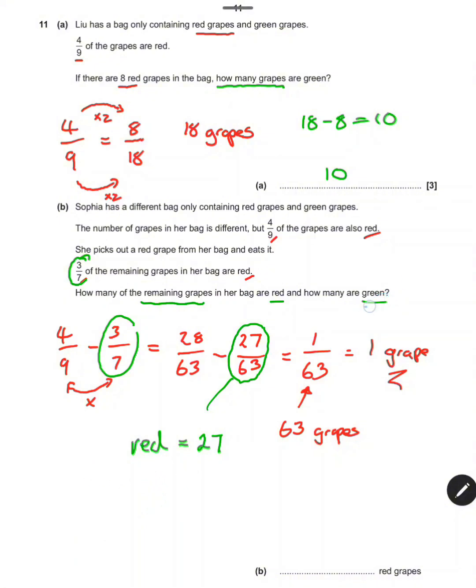Should have done that in a different colour. Can we work out how many green in the bag at the end? Well, if 27 out of 63 are red, we need to do 63, take away 27, and 63 take away 27 is 36.